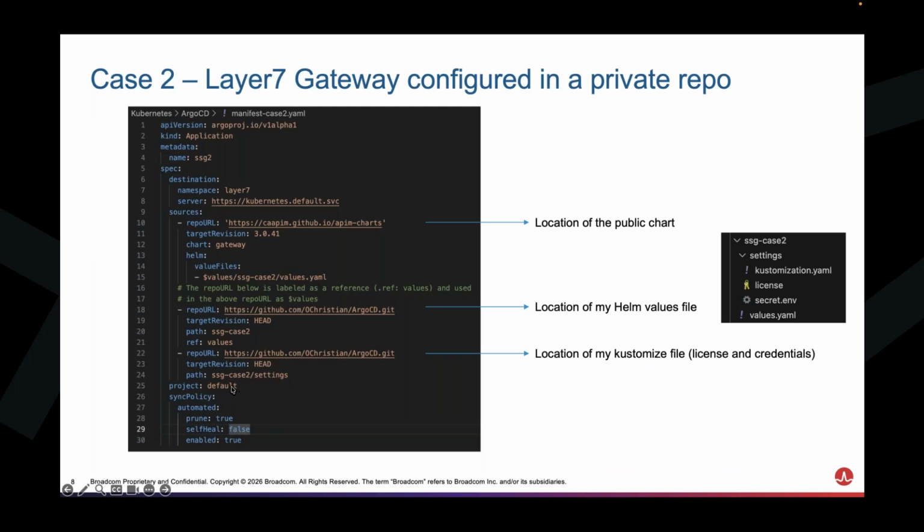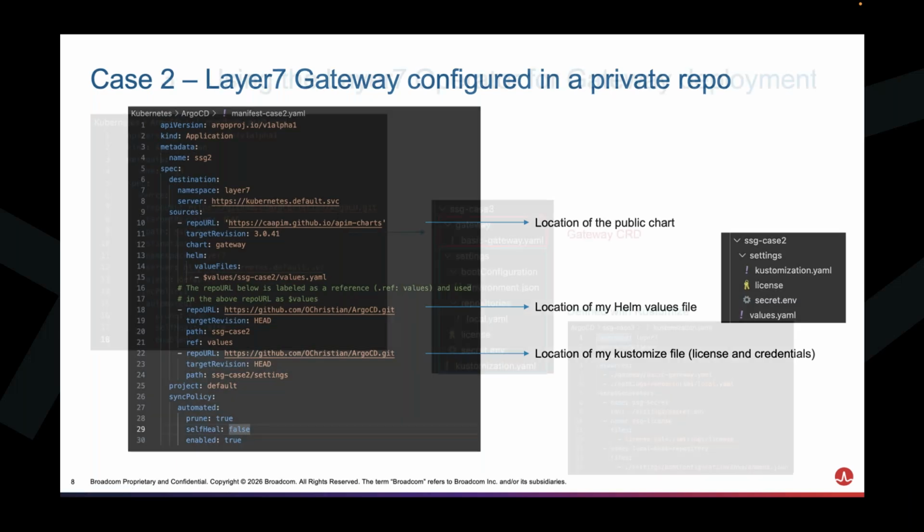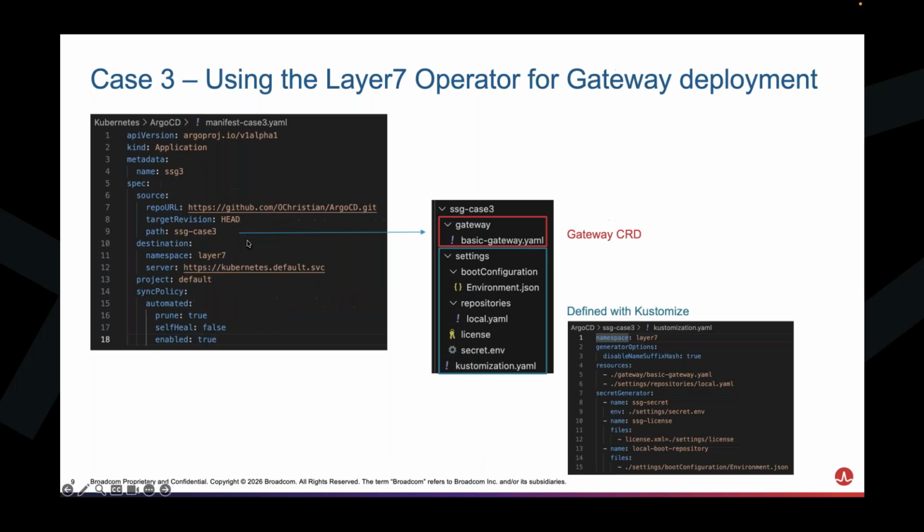So I'm not going to go into all the details of Argo because it's pretty rich, but you can have fine ways of tuning how the deployment and the synchronization are made. In the first case, you see that the application definition file, the manifest file for the application, is pretty simple. This is because we're leveraging the Layer7 operator in the backend. In this case, I'm still referring to my Helm chart.